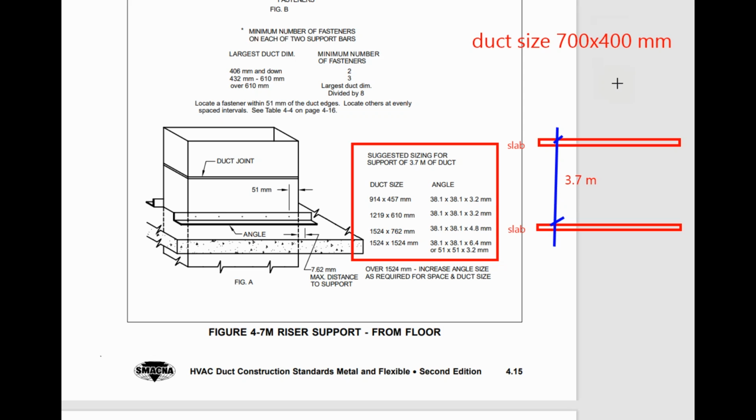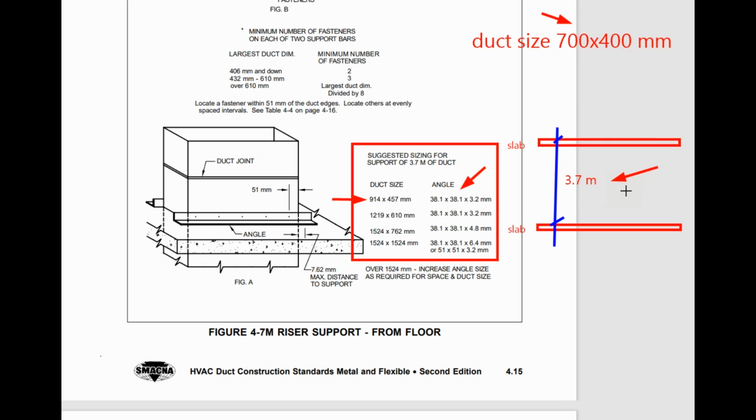Suppose we have a duct riser size 700 by 400 millimeter and we need to provide support for it from the slab. If the height difference between two slabs is 3.7 meter or less, then you can select the angle size for its support from this table. Our size 700 by 400 millimeter is less than the first size here. So we can select this angle 38.1 into 38.1 into 3.2 millimeter.